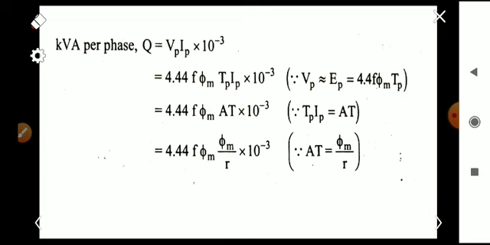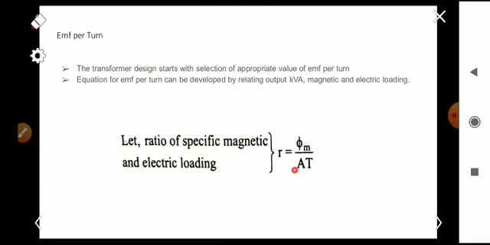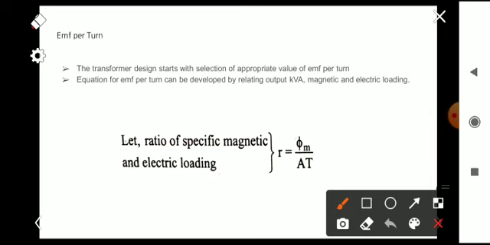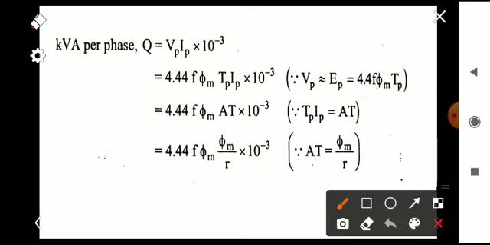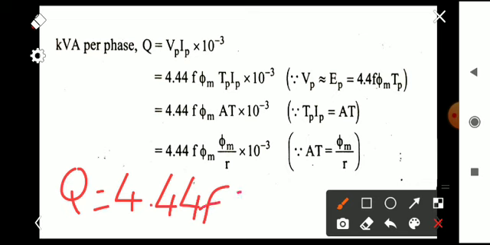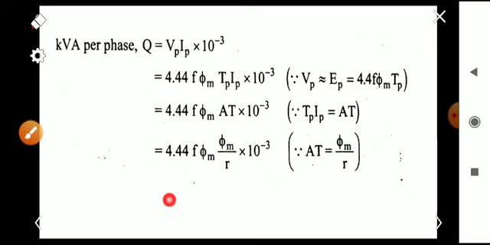From the previous equation, AT will be equal to phi m by R, so we substitute phi m by R in place of AT. The equation becomes Q is equal to 4.44 f phi m square by R into 10 raised to minus 3. From that we are going to find the equation for phi m, rearranging to find its value.